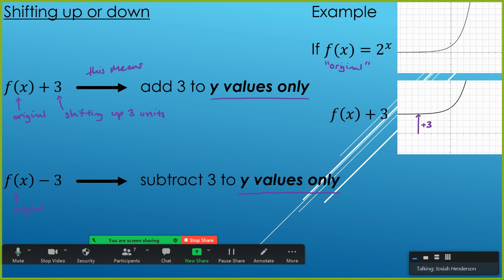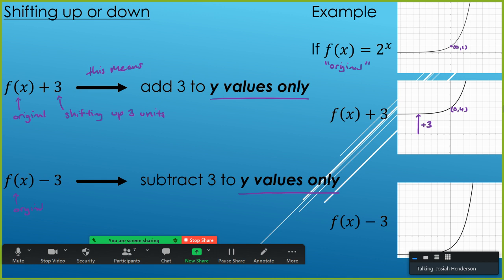And if we want to track some specific points, the y-intercept for the original above is 0, 1. And then the y-intercept for the new one is 0, 4. And lo and behold, to track that change, it's adding the number 3 to just the y value. X didn't change. It's still 0. And if we do a subtract 3, that'll look like this.